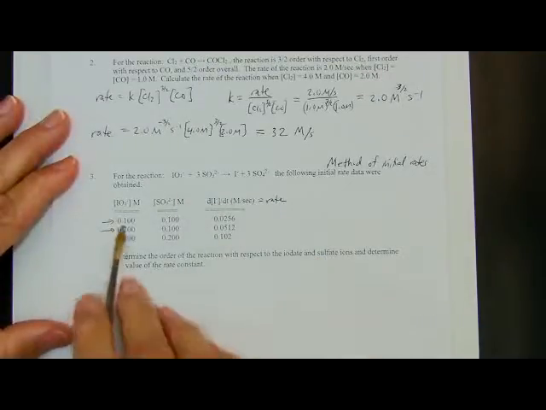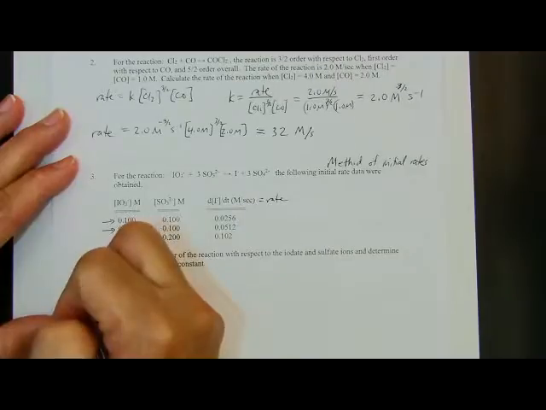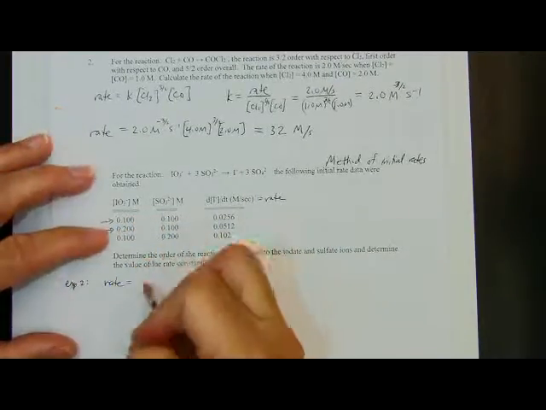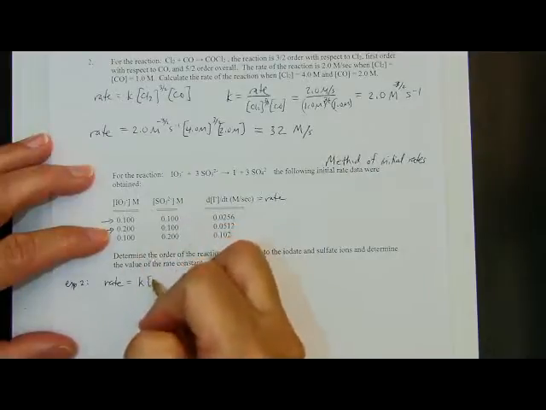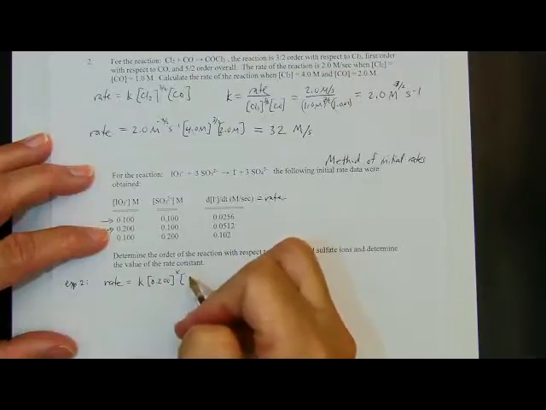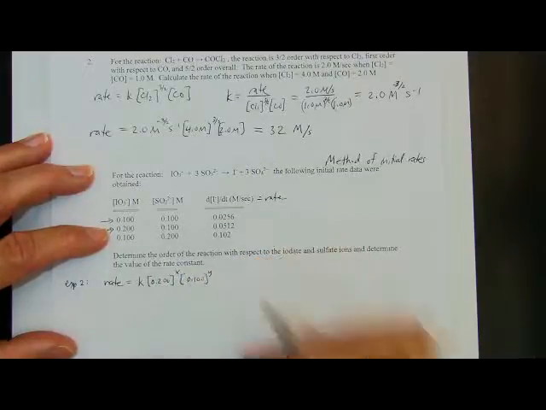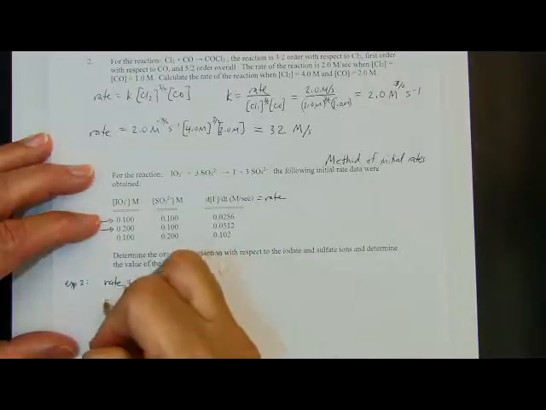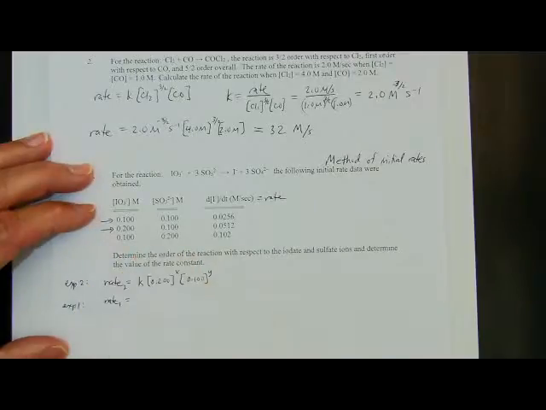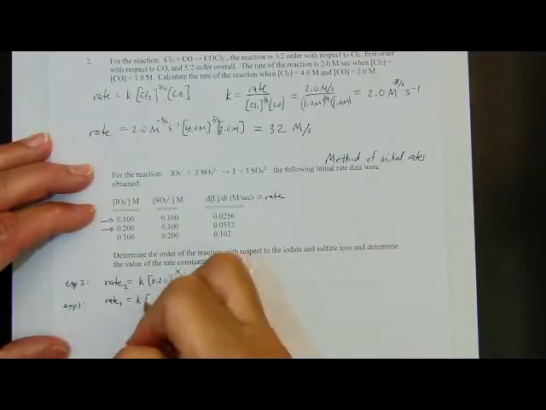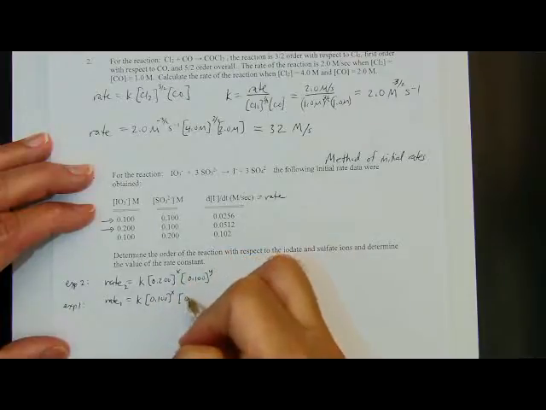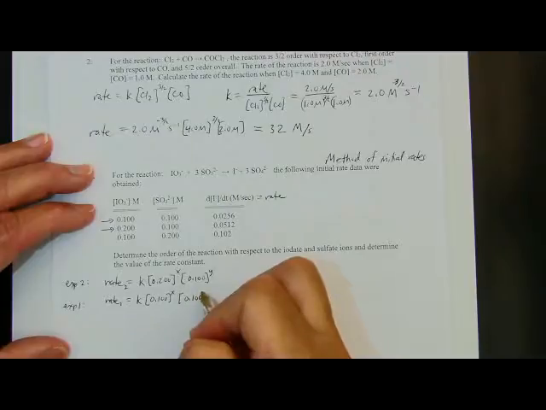So for experiment 2, the rate is equal to k times the concentration 0.2 to the x power and 0.1 to the y power. So that's experiment 2. The rate for experiment 1 is k times the concentration 0.1 to the x power and 0.1 to the y power.